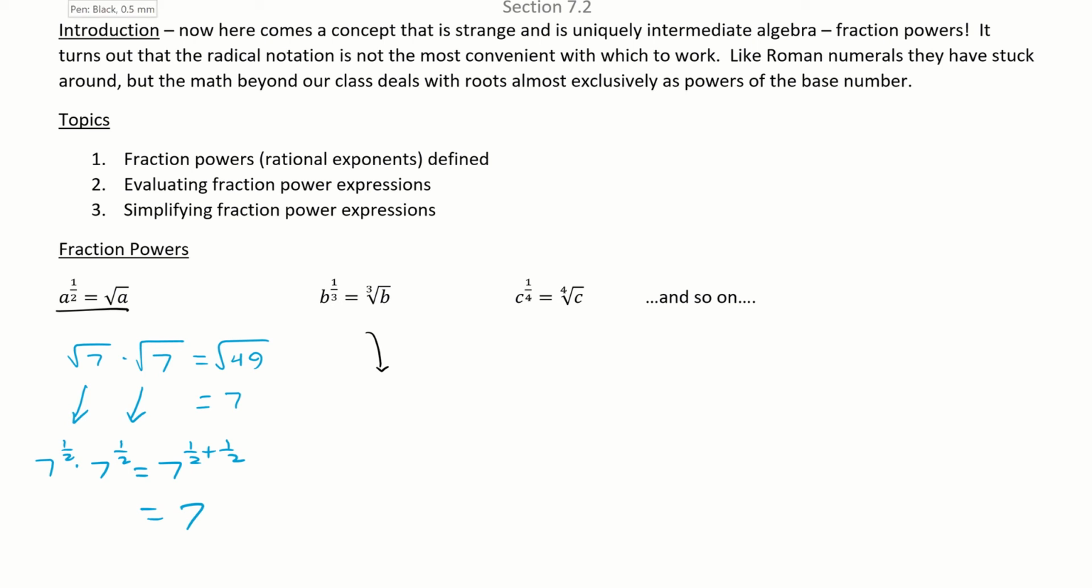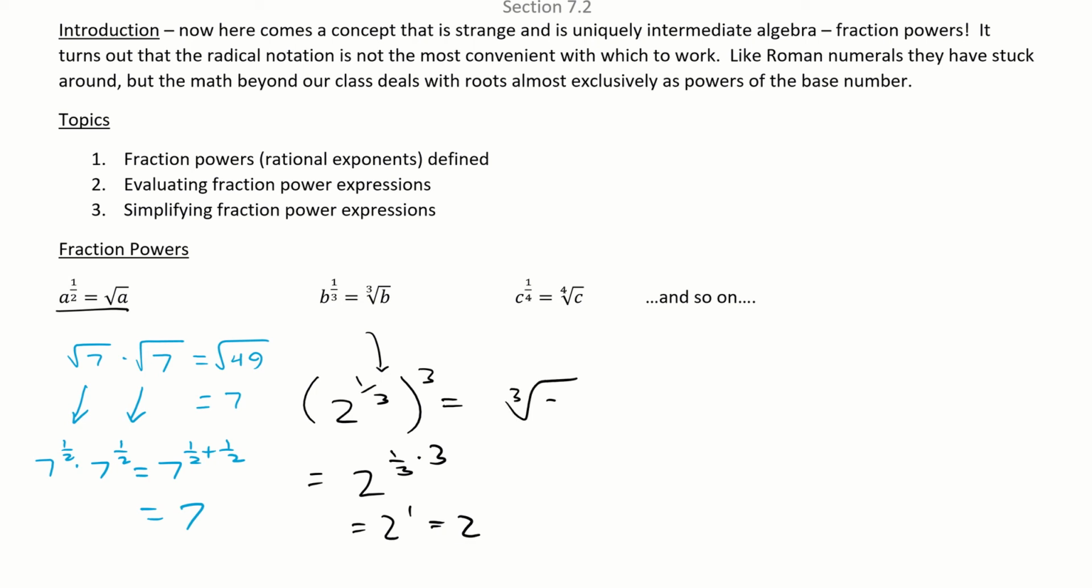This one also, let's say 2 to the 1/3 power, and let's write it differently this time, cubed. Well, the power rules would say that's equal to 2 to the 1/3 times 3, which is equal to 2 to the 1, which is 2. But if you write this as a radical, it becomes the third root of 2 cubed. You see how that's fitting? You see how these guys are all in agreement with each other?